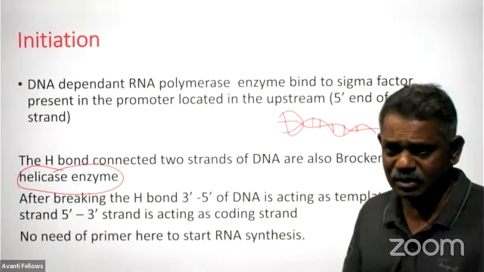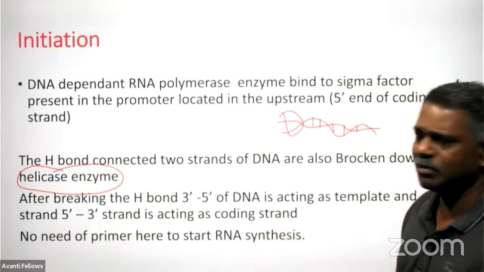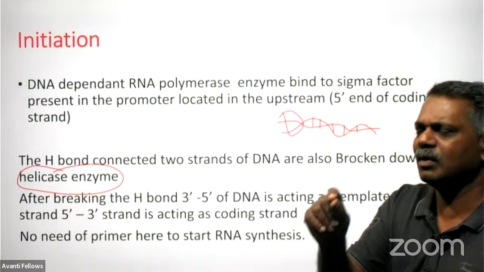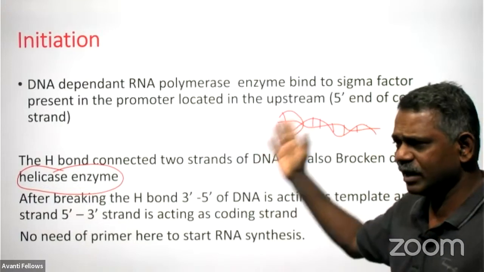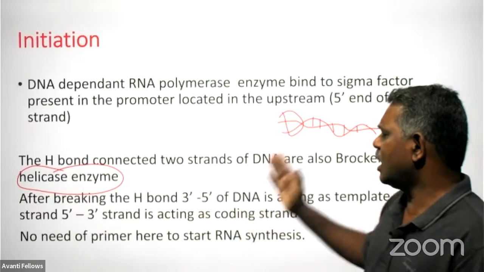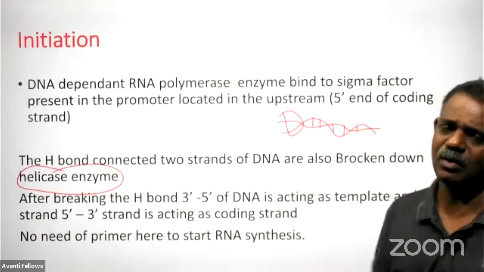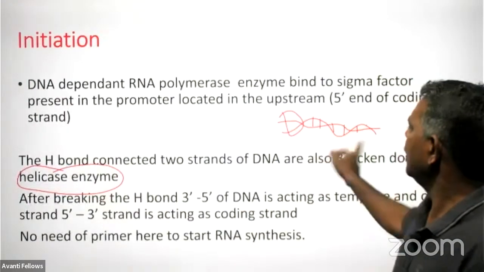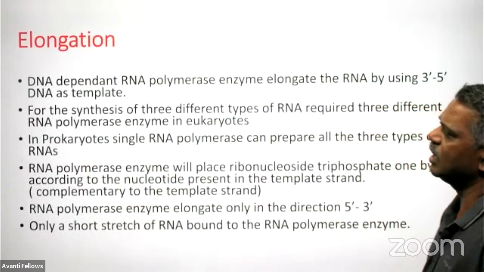synthesis, because primer is required only for DNA synthesis. Primer is nothing but an RNA primer, a small strand of RNA, and from there the new strand of DNA is produced in the case of DNA replication. But to synthesize RNA, a primer is not required at all, because it is already RNA, right? And here we will see another one, that is the elongation.